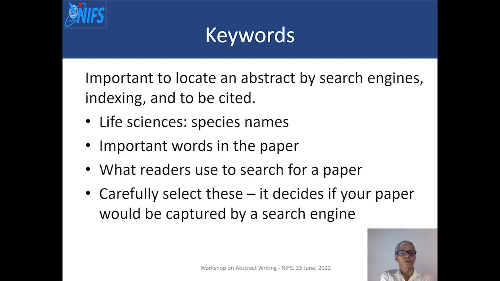Now we come to the keywords which we referred to earlier and the importance of the keywords. Keywords are important to locate an abstract by search engines such as Google, Google Scholar, etc. and therefore to be cited in other work. In the life sciences, you may include the species names under keywords and other important words that occur in the paper, which is important to locate a paper by someone else. Carefully select these because this decides if your paper would be captured by a search engine. A simple trick to do is use a few keywords and see if a paper that includes these keywords comes out in the search. It could be your paper.